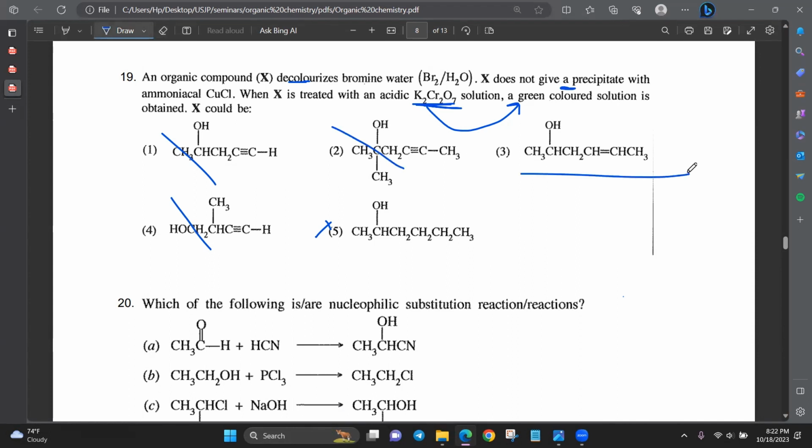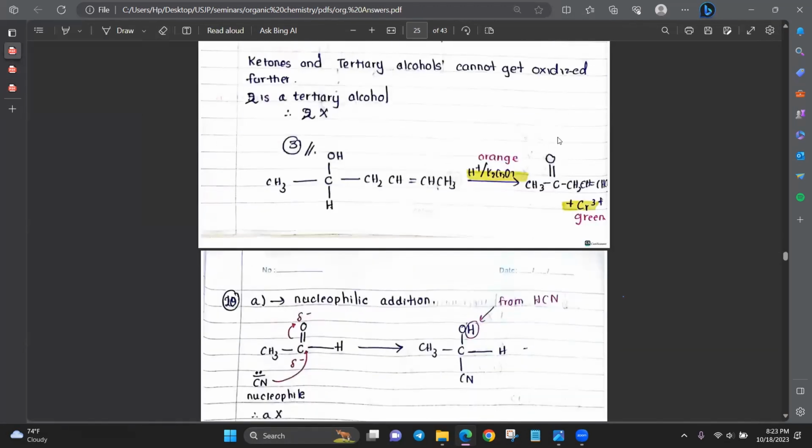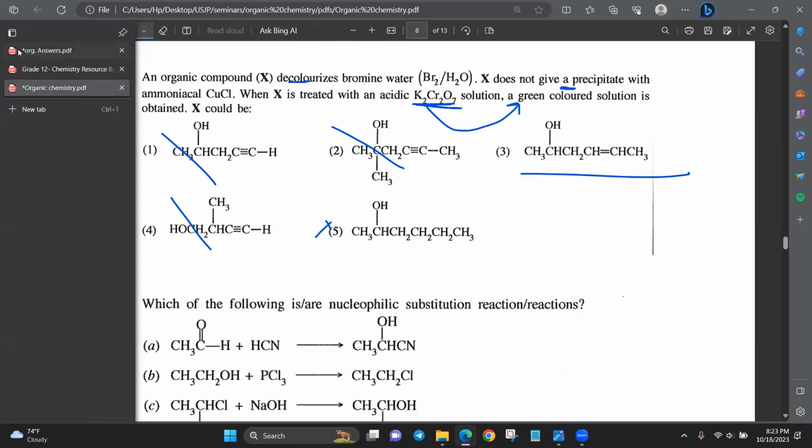Now we are having the third answer. Third one is the answer. Third one is a secondary alcohol. Secondary alcohols will get oxidized. Into what? It will get oxidized to this ketone. And this will get reduced to this. Then orange color will become green color. Okay, so our answer is answer number 3.